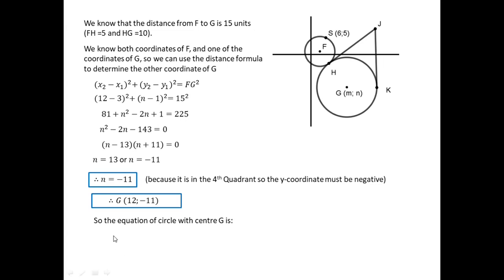So, the equation for the circle with a center G is going to be given by this. I filled in the coordinates of the center there, and we already knew that the radius was 10, so 10 squared is 100. And there, ladies and gentlemen, is the final answer to question D. Okay, bye-bye.